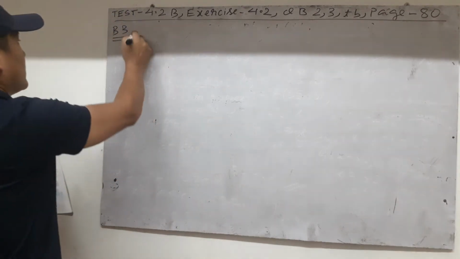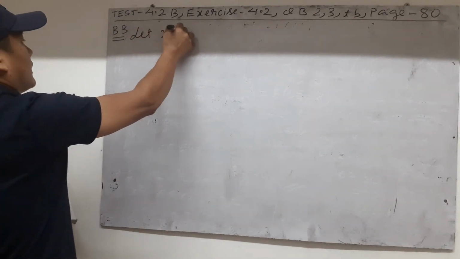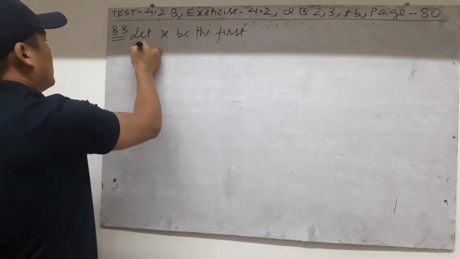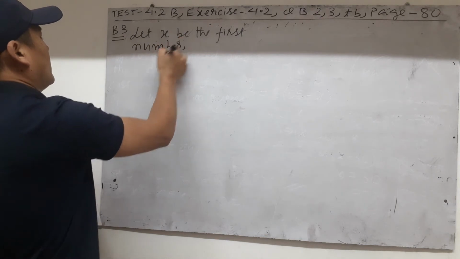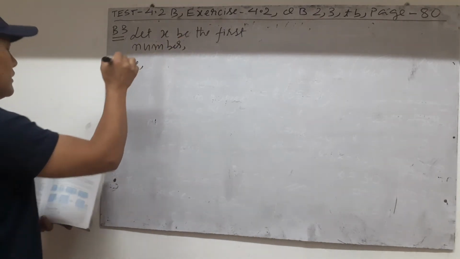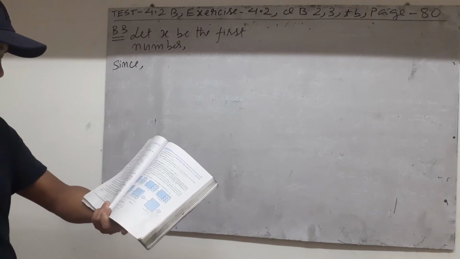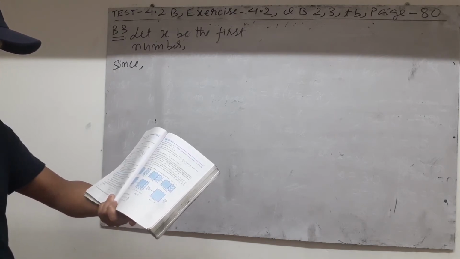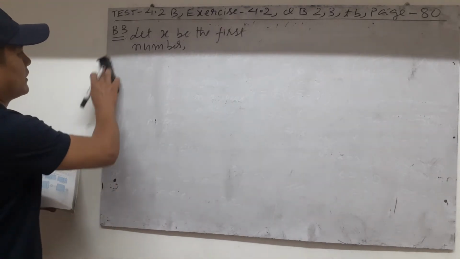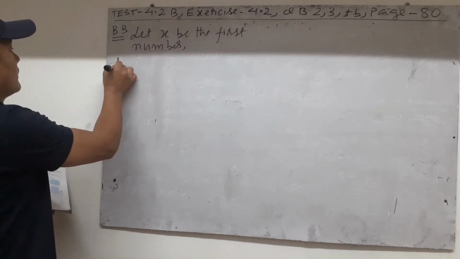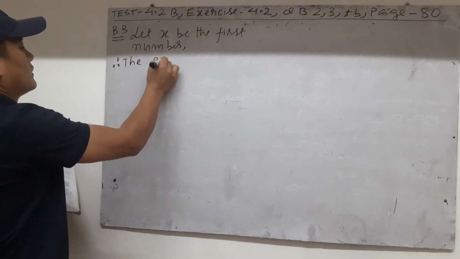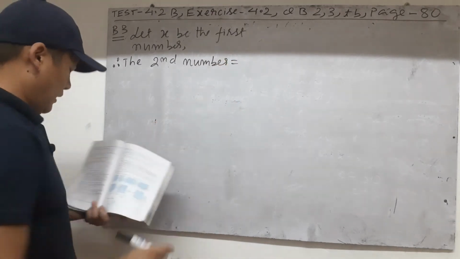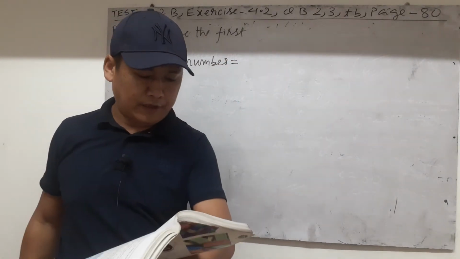So let us start. There are two numbers, so let x be the first number. Since the two numbers sum, we can just do it directly, I think. Therefore, there are two numbers, so the first is x, then the second number will be, go back and read the first sentence and you'll get the answer.